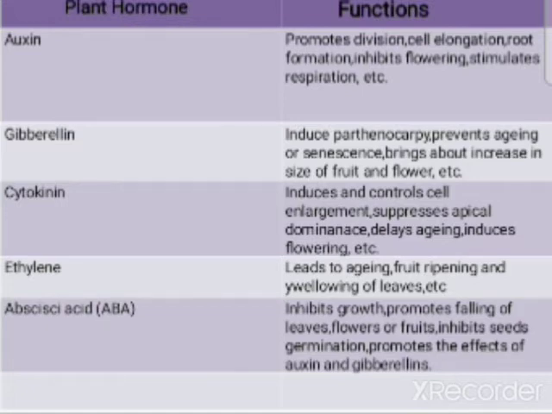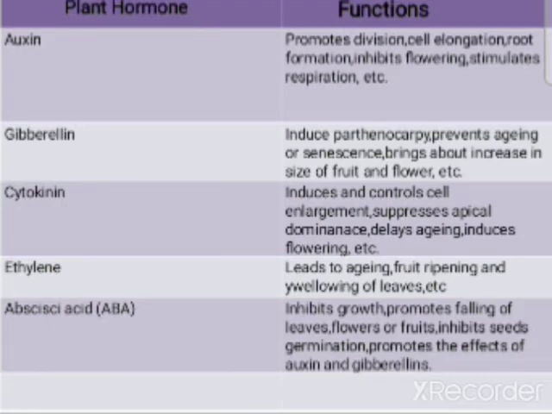We come to the next type of hormone, cytokinin. It induces and controls cell enlargement, suppresses apical dominance, delays aging, induces flowering, etc. Next, ethylene. It leads to aging, fruit ripening, and yellowing of leaves, etc. And the last type of plant hormone is abscisic acid or ABA. It inhibits growth, promotes falling of leaves, flowers or fruits, inhibits seed germination, promotes the effects of auxin and gibberellins.